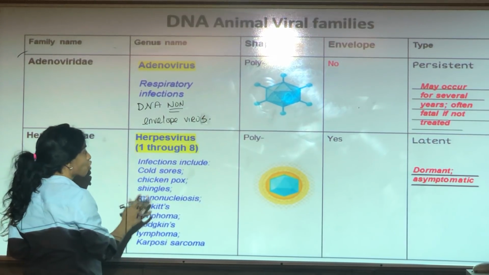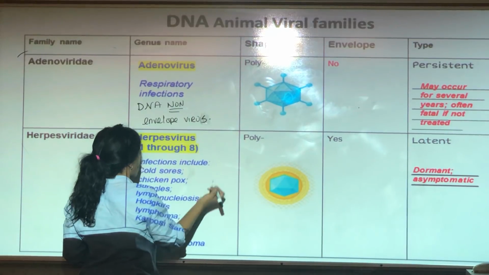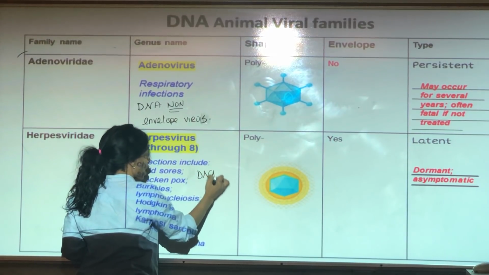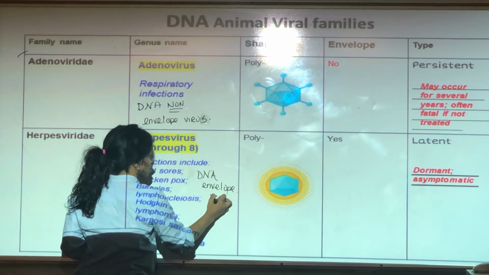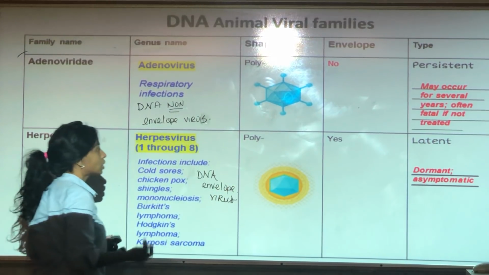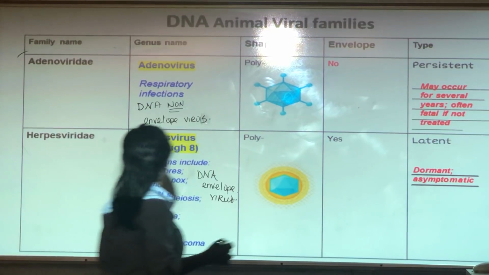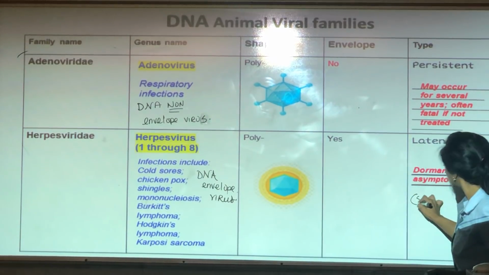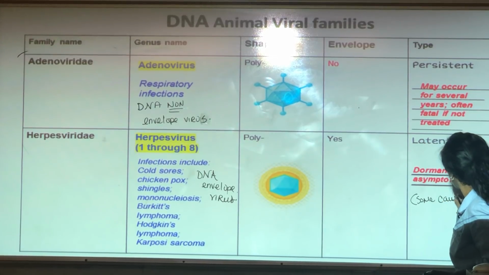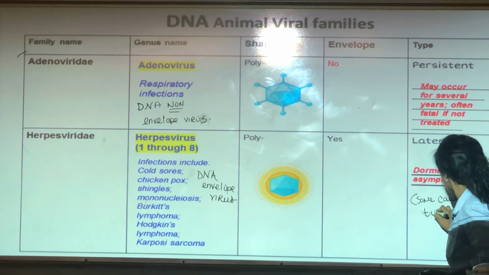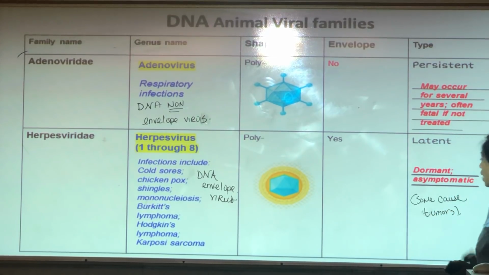Right, but something like our herpes virus, this has an envelope. So how do we call it? This will be a DNA envelope virus. Right, so these are all DNA viruses, and remember that I said the herpes virus, some can, we'll just add in here, some cause cancer or tumors. All right, so we'll add that.